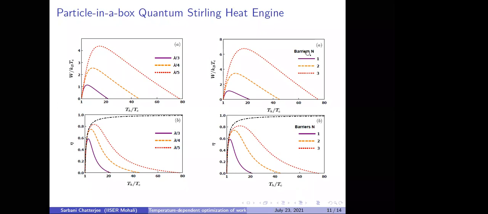Both work and efficiency are seen to increase when we add more barriers to the box. Further, the maxima as well as the zero, where it cuts the x-axis, shift to higher Th by Tc with a greater number of barriers. So the insertion of multiple barriers makes it apparent that the larger the degeneracy in our system, the higher will be the work output and the efficiency. This in a way backs our proposal of a degeneracy assisted quantum Stirling heat engine.